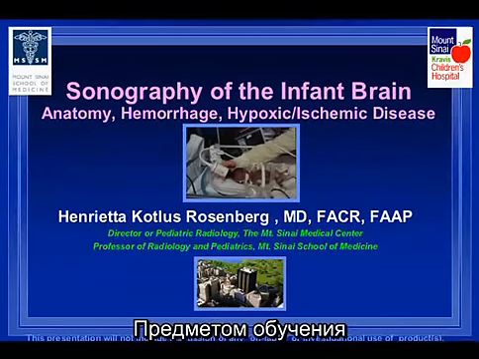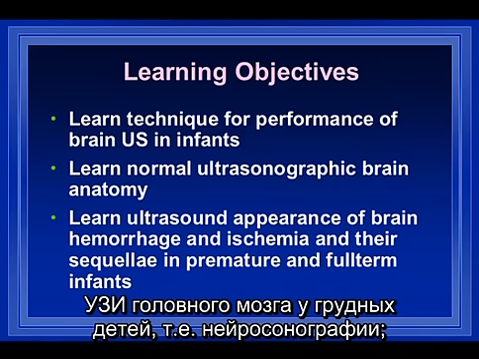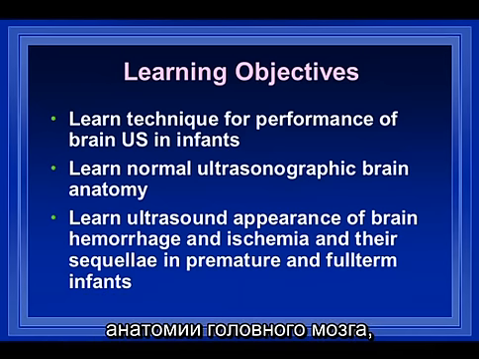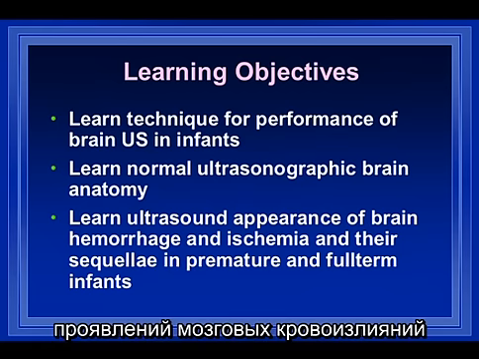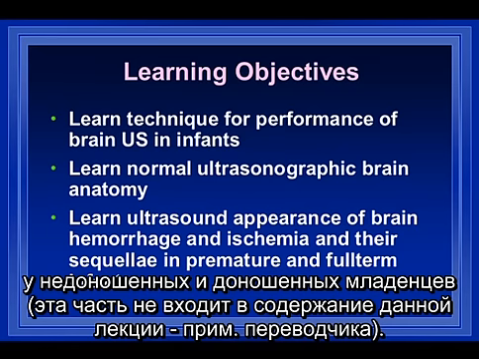The learning objectives for this talk include learning the performance of brain ultrasound in infants, to learn the normal ultrasonographic brain anatomy, and to learn the ultrasound appearance of brain hemorrhage and ischemia and their sequelae in premature and full-term infants.